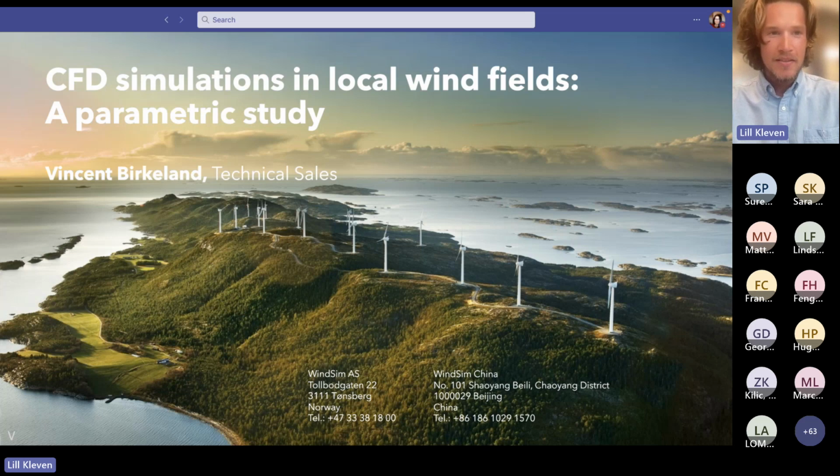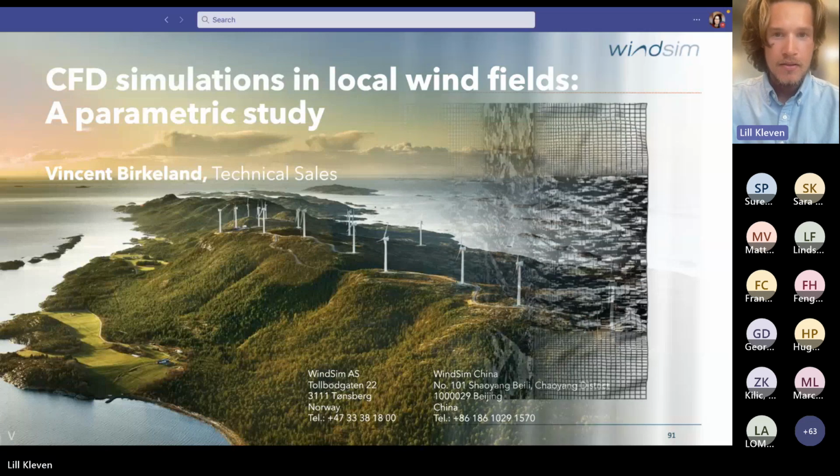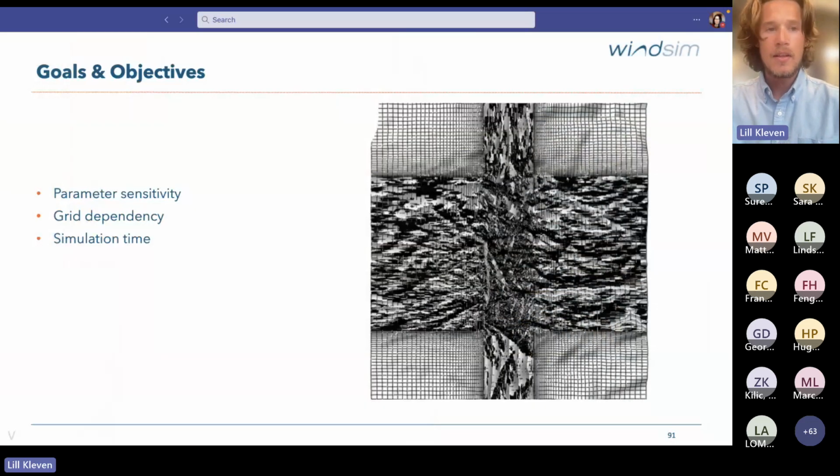Okay, so I'm back, and now I'm going to do a quick presentation about my master thesis, where I did CFD simulations of local wind fields, where I studied the parameters. So, the goal and the objectives of my master thesis.